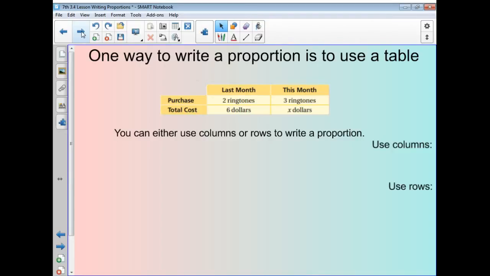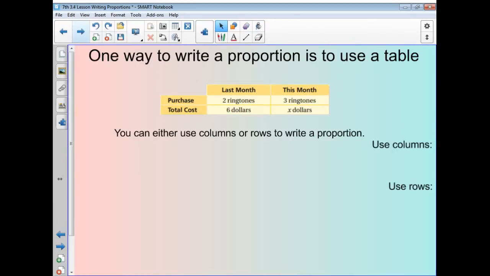Looking at our table and understanding what it has, it says last month we purchased 2 ringtones and our total cost was $6. This month we bought 3 ringtones, and how much money is that going to cost us? I'm starting out with a really easy proportion to help you understand how we go through and configure this off of a more complex proportion.